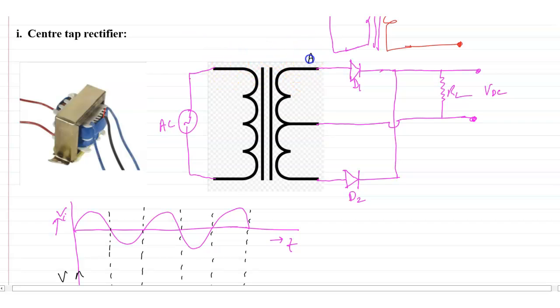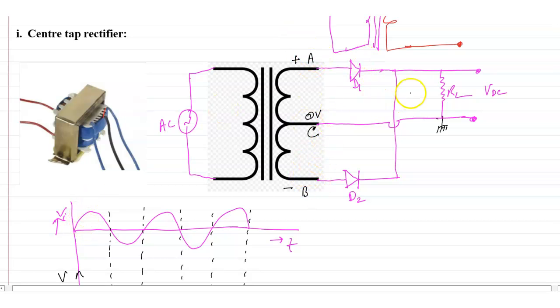For the first half of the input signal, suppose this is the A terminal, this is the B terminal, and this is the center C terminal. Okay. So the C terminal is chosen as zero potential, means suppose the C terminal is grounded. We can choose. So the C terminal voltage is 0 volt. Now suppose the A terminal is positive, the B terminal negative, at any instant T.